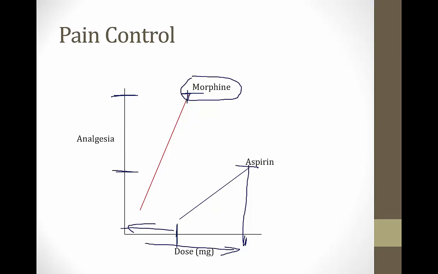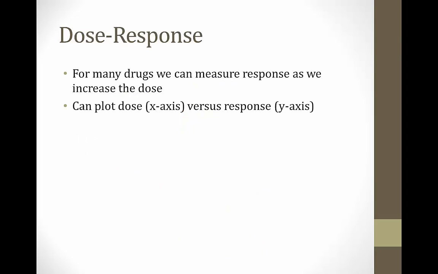Now we're going to talk about a very important concept in pharmacology, and that's the relationship between the dose of medication and the response you see clinically in the patient. For many drugs, we can measure the response as we increase the dose, and this means that we can plot the dose on the x-axis versus the response on the y-axis, and this is called a dose response curve.